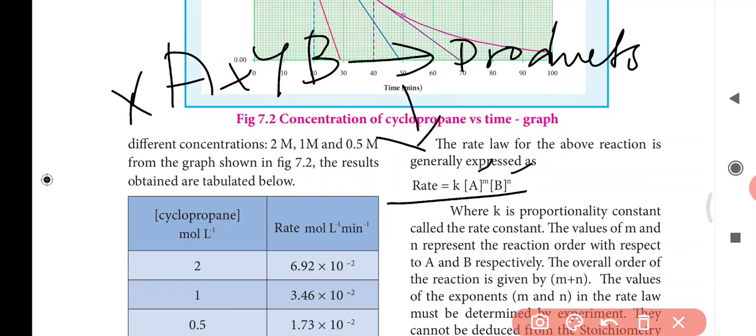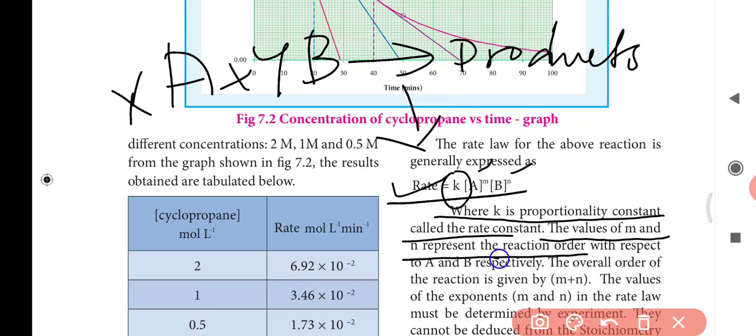We can predict the order of reaction only by experiment. If you want to find the order of reaction, you should do some experiment, from which you will get the values of m and n. A and B are the reactants, K is the proportionality constant, and rate is the speed of reaction, where K is called the rate constant. The values of m and n represent the reaction order with respect to A and B respectively.